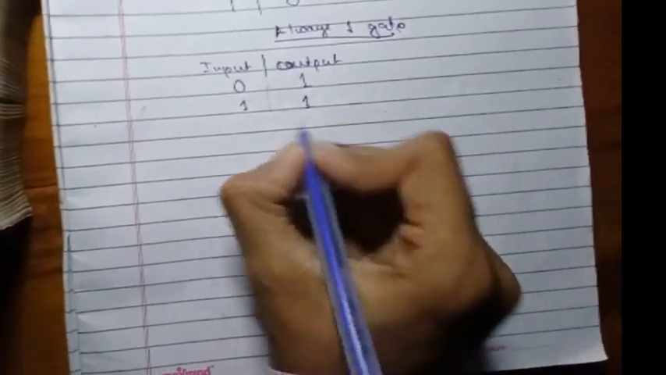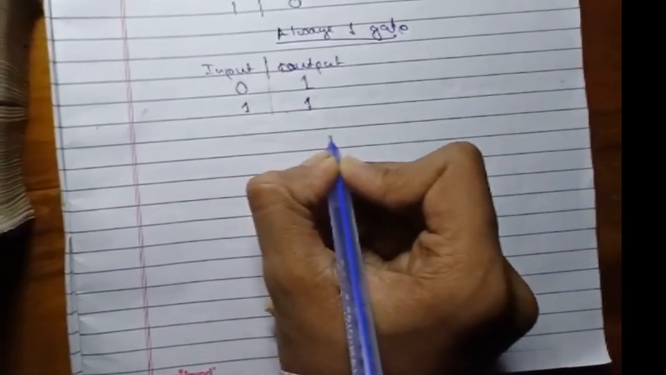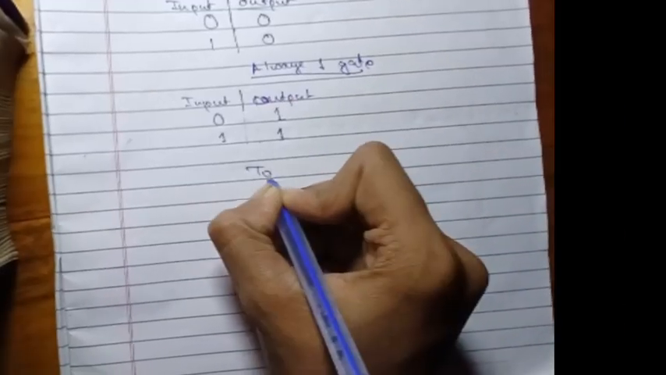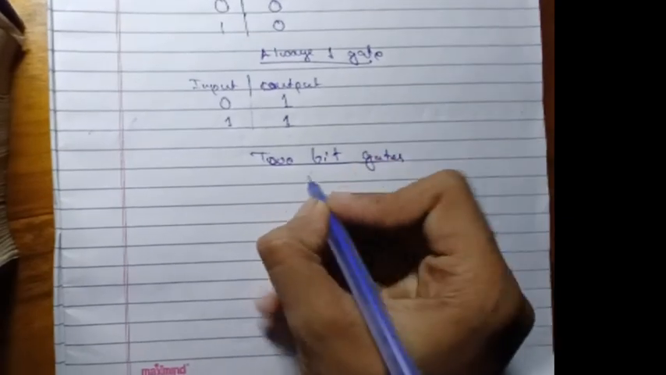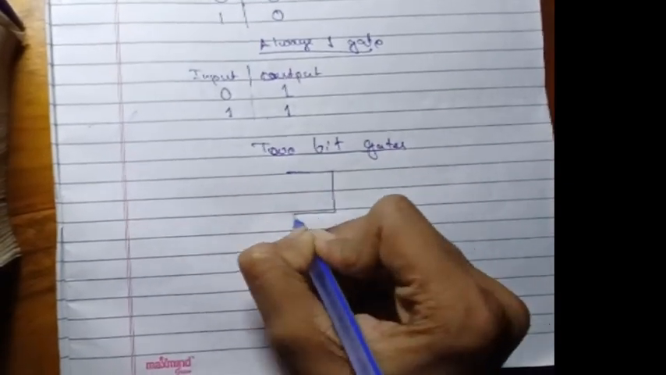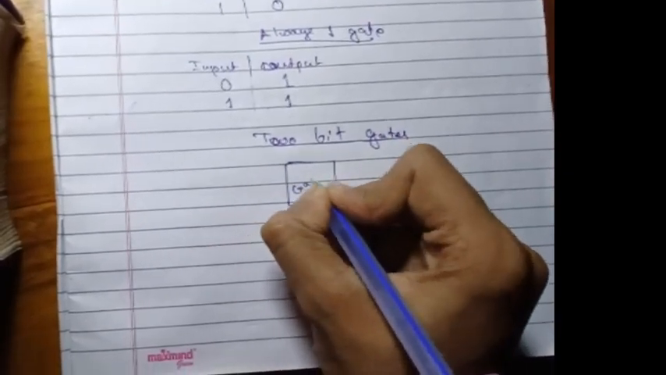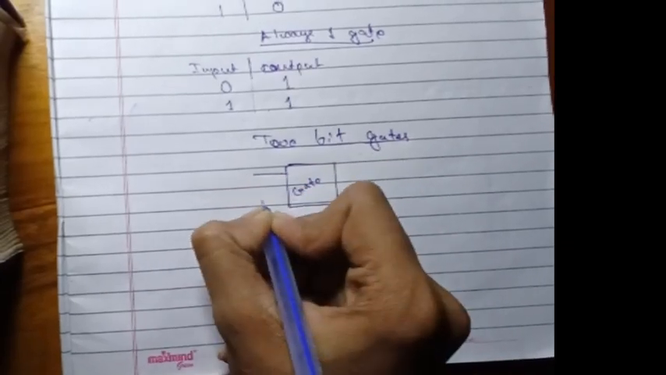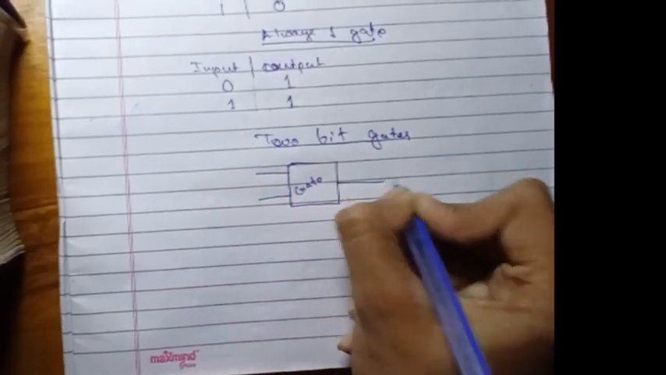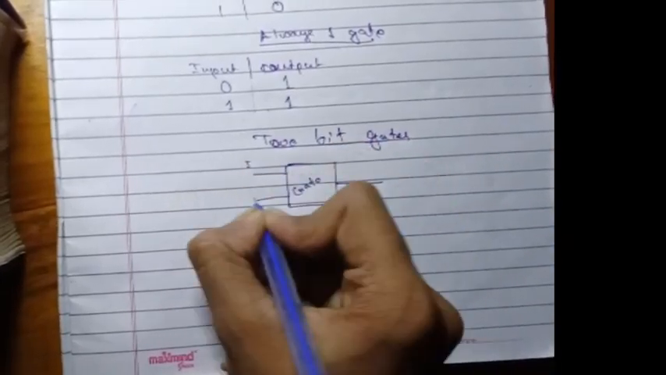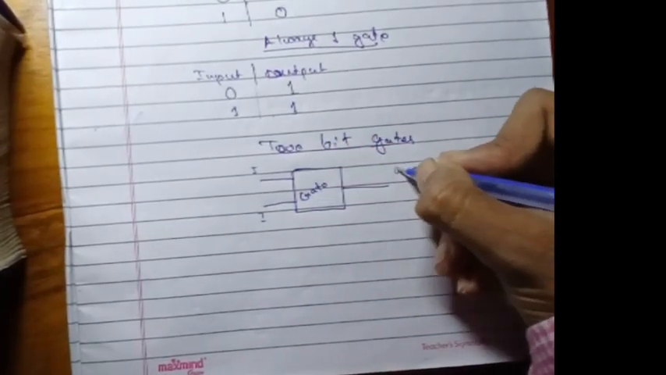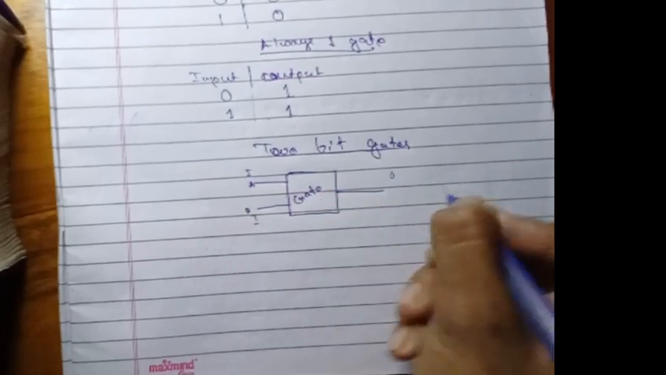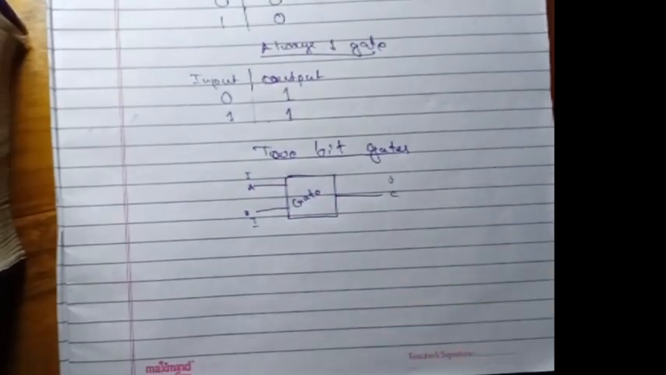Next are 2 bit gates. So how does a 2 bit function work? Suppose this is the gate. It takes 2 inputs and gives 1 output. Suppose the inputs are A and B. It will give output C.